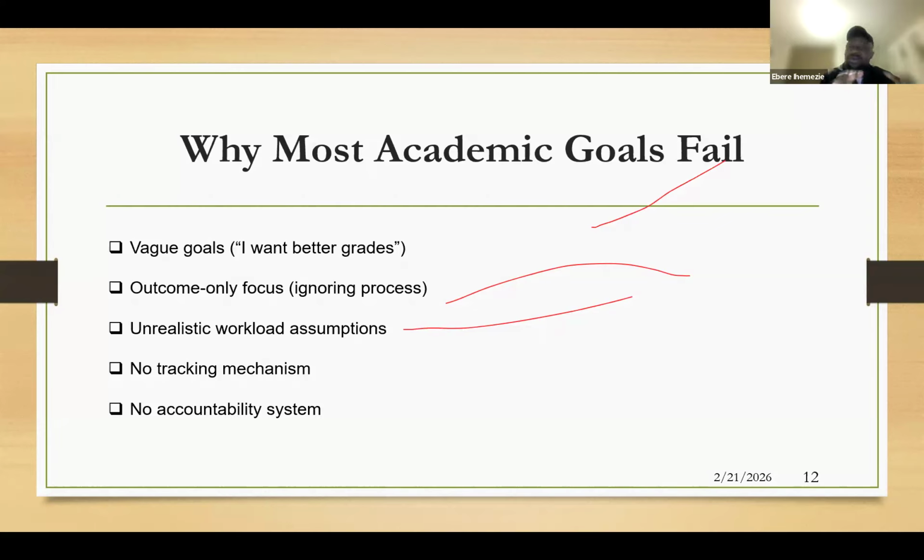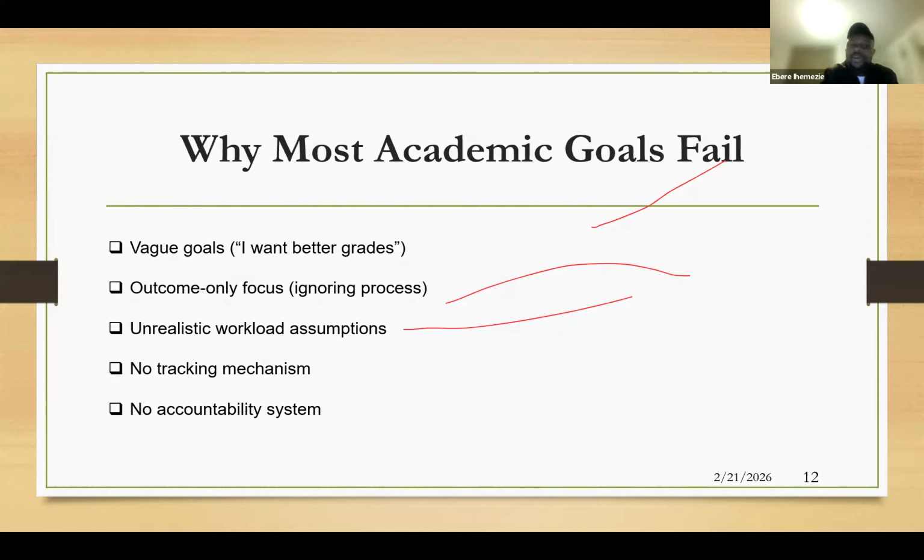Again, that takes us to the second thing: outcome-focused goals. You only focus on the outcome. "I want to make a first class. I want to make an A in this module." That's just the outcome. Once you set a goal, the next thing that must follow is the process. How do I achieve it? What resources do I need? What do I commit to in order to achieve this goal? Once you ignore the process, you're likely not going to achieve the goal.